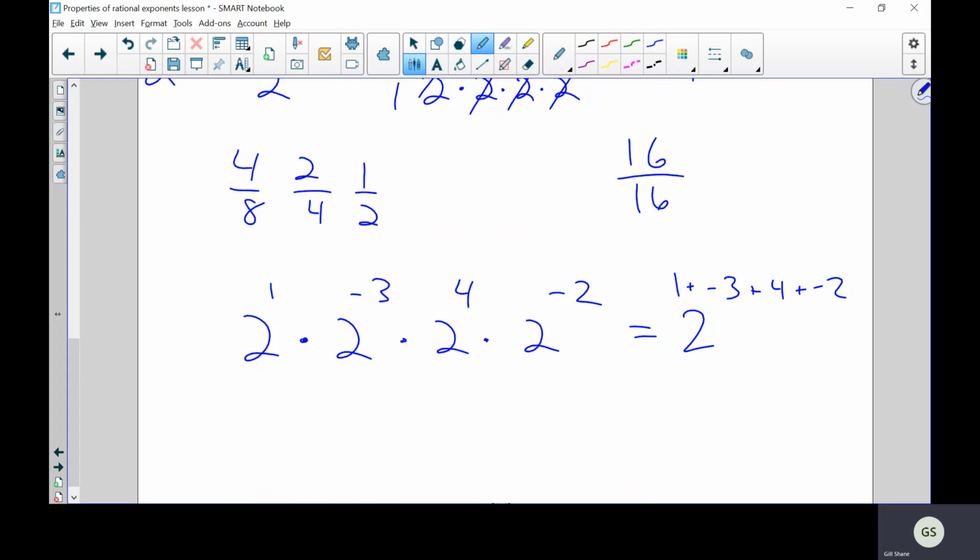So now we have the correct next step. Then we just add all of those together. 1 plus -3 would be -2. Plus 4 would be +2. Oh, it looks like we get 0. So we actually get 2 to 0. I didn't mean it to do that, but that's fine. So once we got 2 to 0, we could even take it one step further and just write 1.